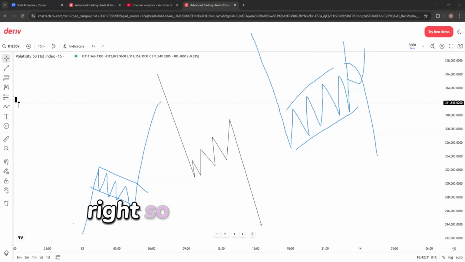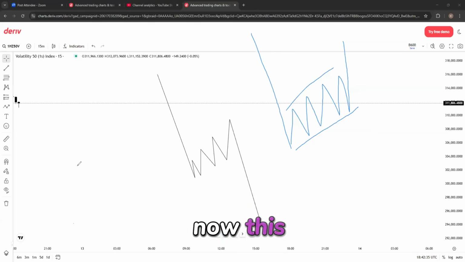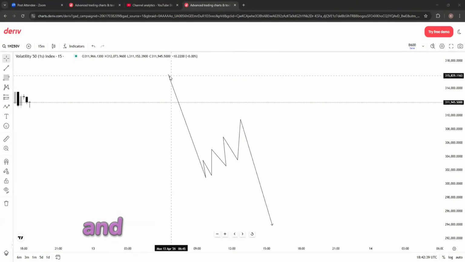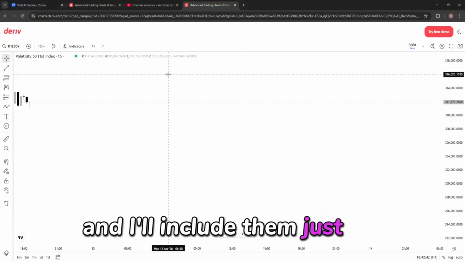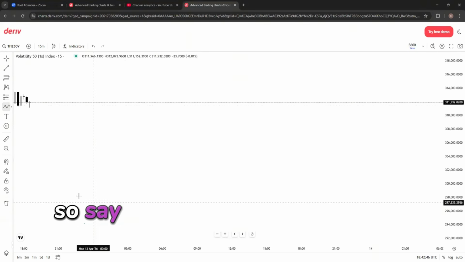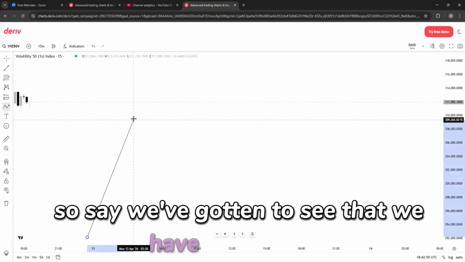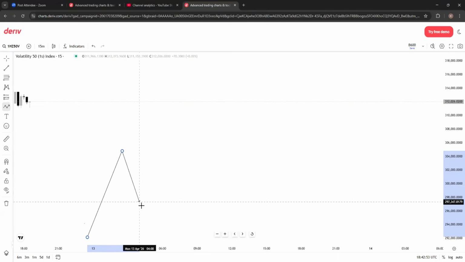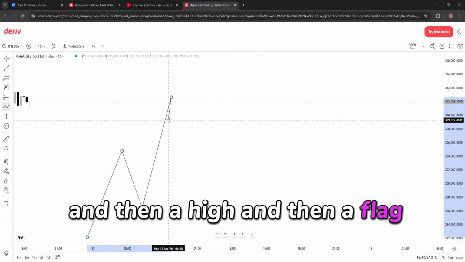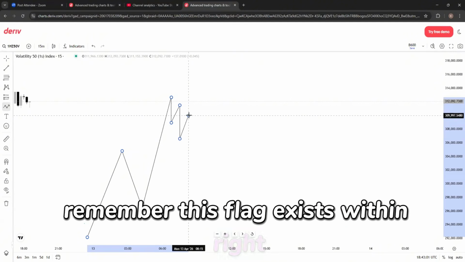Right. So this is where it gets interesting now. These are some of the parts that I've never spoken about, and I'll include them just now. So say we've gotten a high, a low, and then a high, and then a flag, right? Remember, this flag exists within the range.